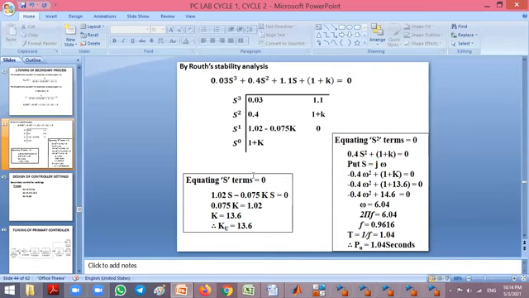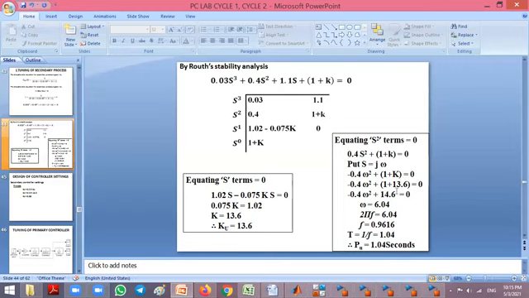So for that, this is the theoretical procedure to estimate the ultimate gain and ultimate time period. Now you equate the S squared terms to 0. So 0.4 S squared plus 1 plus k is equal to 0. In the S terms, you put j omega. So it will become 0.4 j omega plus 1 plus k is equal to 0.